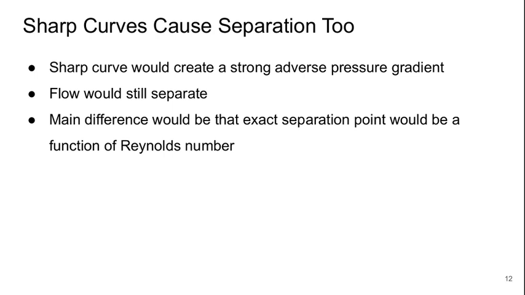If you had a sharp curve downward, if it was sharp enough, this would cause a separation too, because there'd be a strong adverse pressure gradient that would lead to that separation. The big difference would be that the exact separation point would become Reynolds number dependent instead of being independent of Reynolds number and based purely on the geometry.